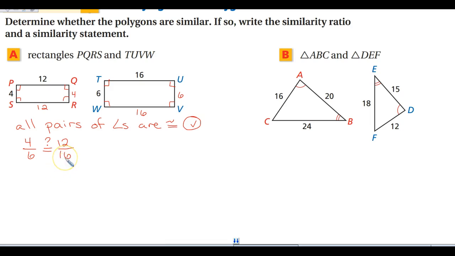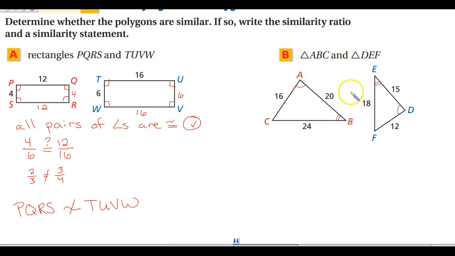Now we are going to reduce both of these fractions. So 4 over 6 is going to reduce to 2/3, and 12 over 16 is going to reduce to 3/4. These are not equal. Because these are not equal, that means that my rectangles are not going to be similar. So we can say that PQRS is not similar to TUVW. Again, they're not similar because even though all the angles are congruent, their sides are not proportional. So we're going to go over here now and take a look at part B.